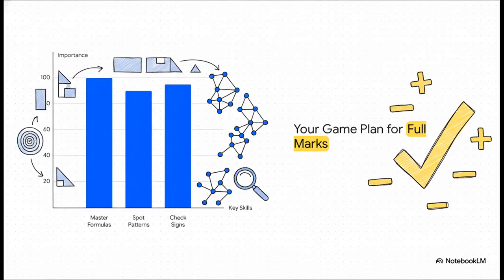So let's bring it all home. Our strategy for success is simple. Number 1, master your formulas. Know them forwards and backwards. Number 2, become a pattern spotting expert, especially in those word problems. And number 3, always check your signs when you're working with negatives. If you can get these 3 things right, you will be in amazing shape.